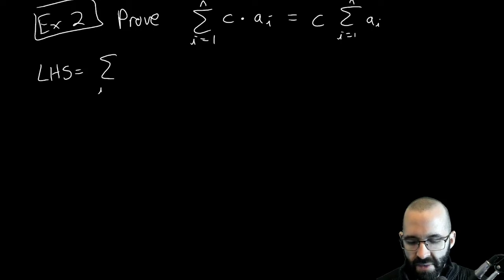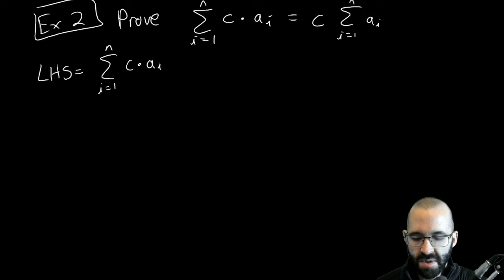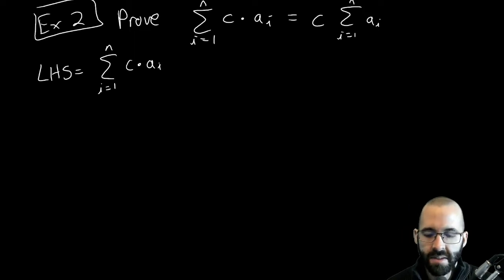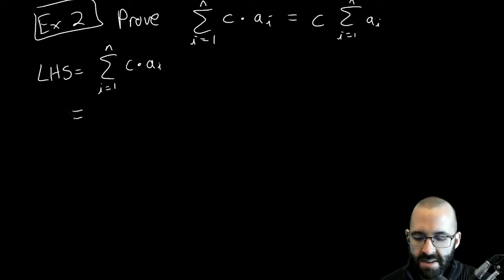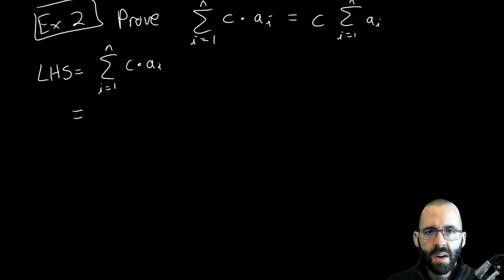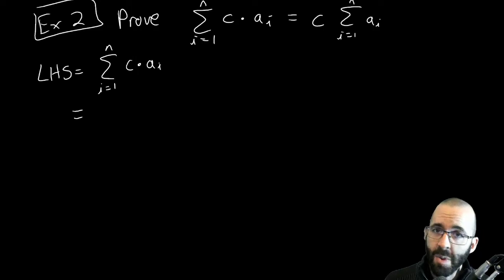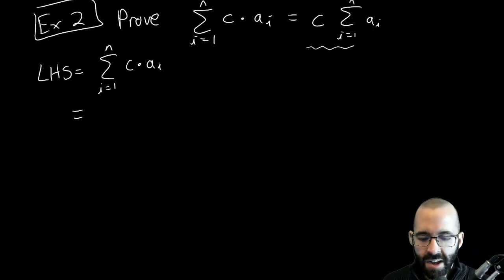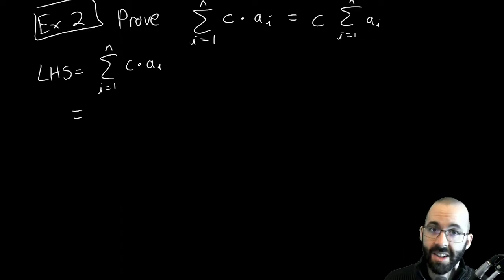Left-hand side is the sum from i equals 1 to n of some constant times some a sub i. It doesn't matter what it is. Well, that's sigma notation. Let's write out what that actually means. Also, it's great practice right now. If you wanted to pause the video and write out what this is and see if you can eventually get to this right-hand side, that'd be a really good thing to do right now.